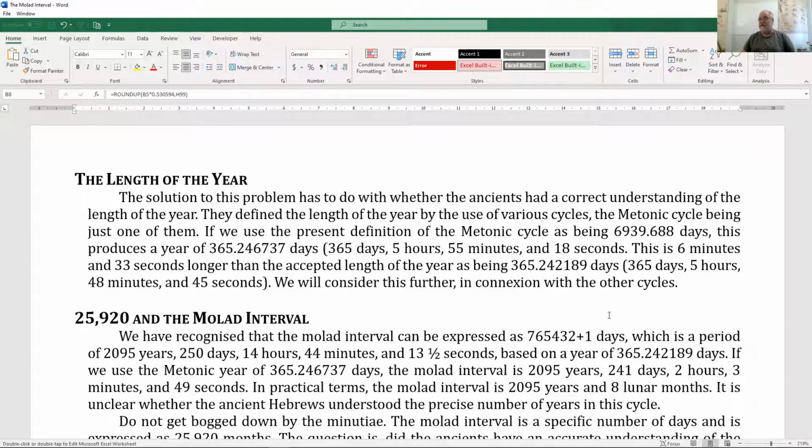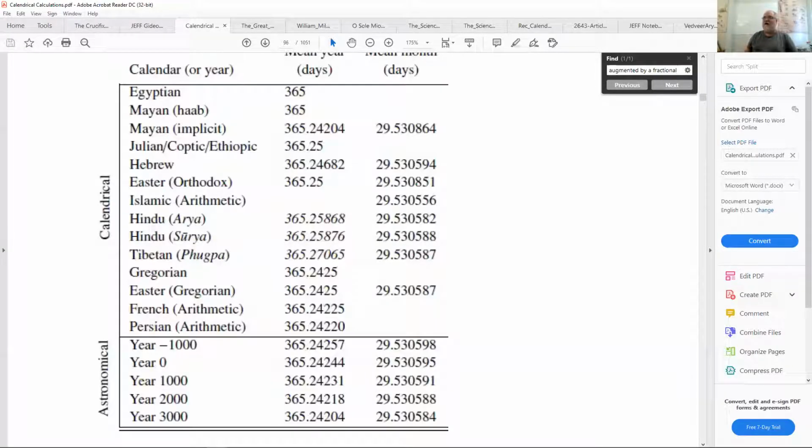Now, this is a rather complicated problem, so I don't really want to go into it too much. But I do want to show you something. This is from a book, Calendrical Calculations. It's a math calendar book for computer people. And one of the things you can see is that there are lots of different lengths of the year. The Egyptian length of the year is 365 days, the Mayans 365, that's the Haab cycle. They have an implicit cycle, which is 365.24204. And they also have a length of the month based upon that.